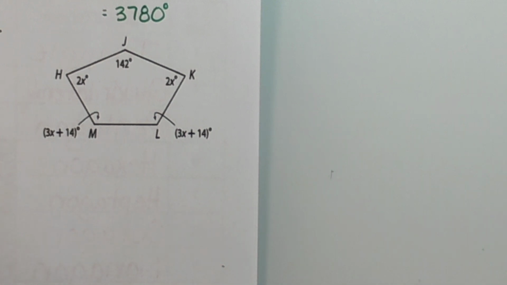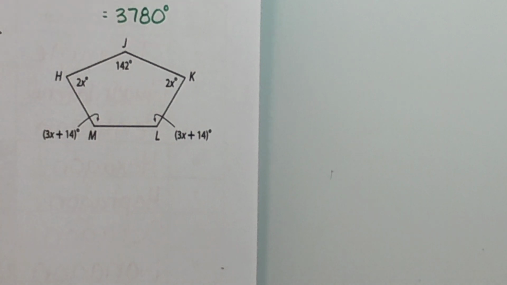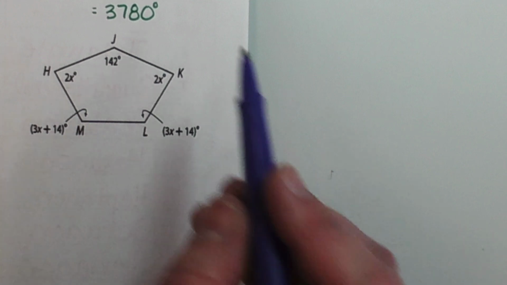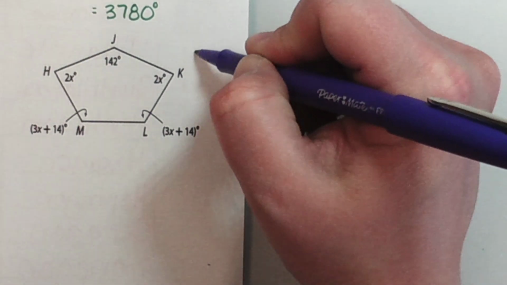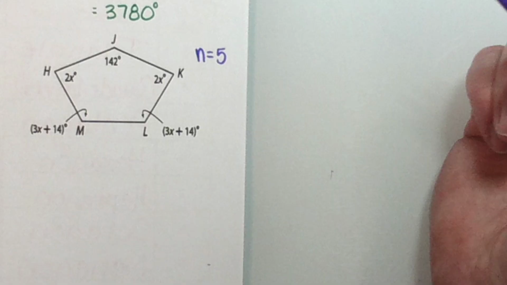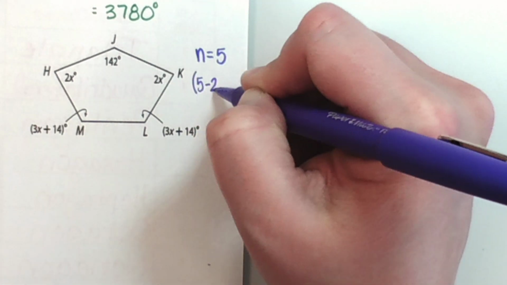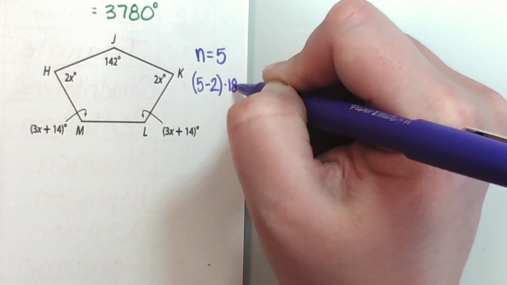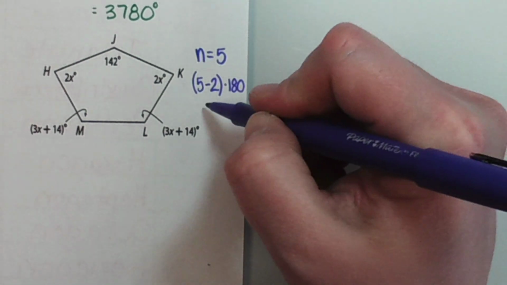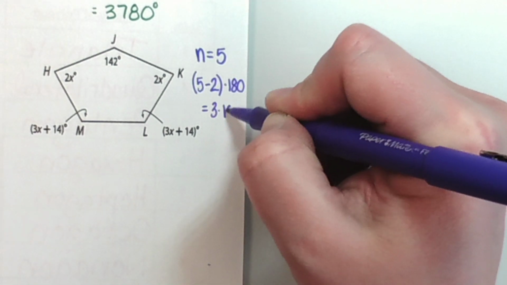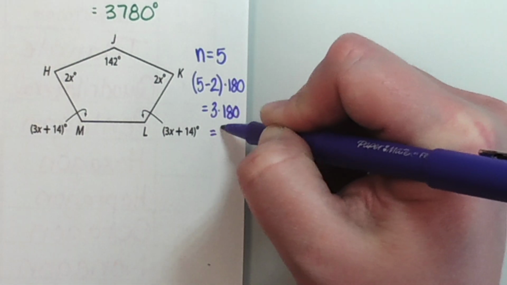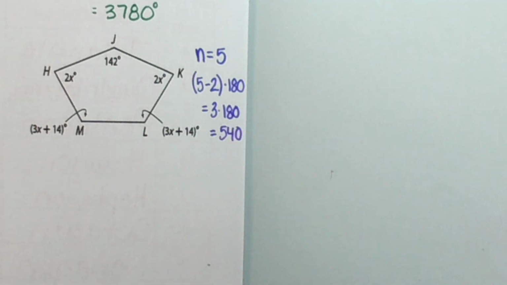Where are you getting 540 from? On this one you can get it from the front page, because how many sides does this one have? 5. Now that is one that's on the front page, but if it wasn't, we would do this formula. And 3 times 180 is indeed 540.